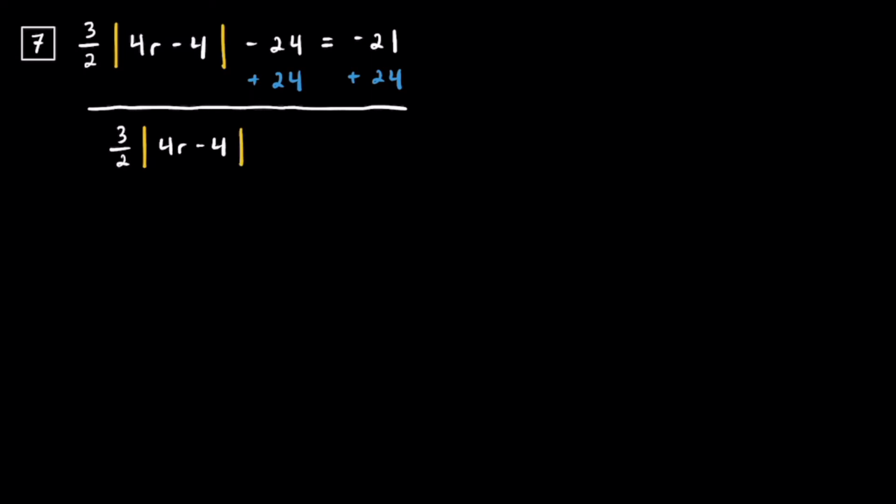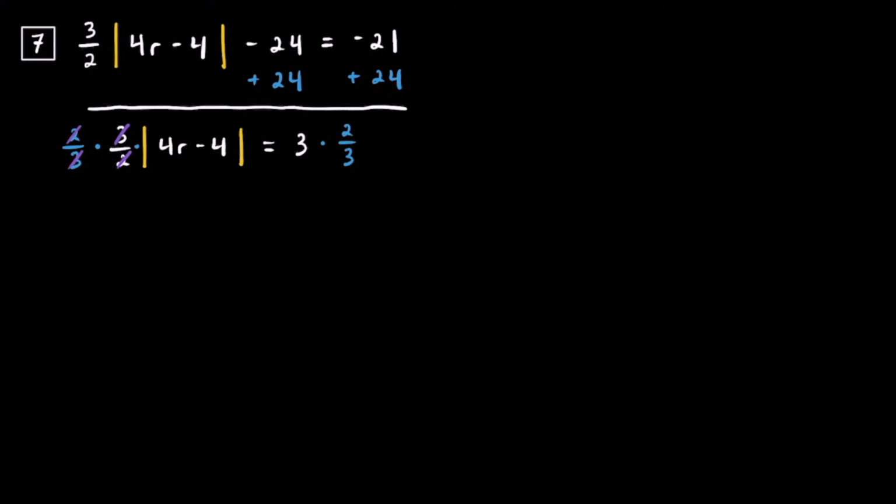That's going to be on the left side of the equation. And on the right side, negative 21 plus positive 24 is going to equal positive 3. Now to get rid of this 3 over 2 that's multiplying by the absolute value, let's multiply by the reciprocal on both sides of the equation, because that will get 1 and it will no longer be on the left side. So this 2 and 2 will cross cancel, the 3 and 3 will cross cancel.